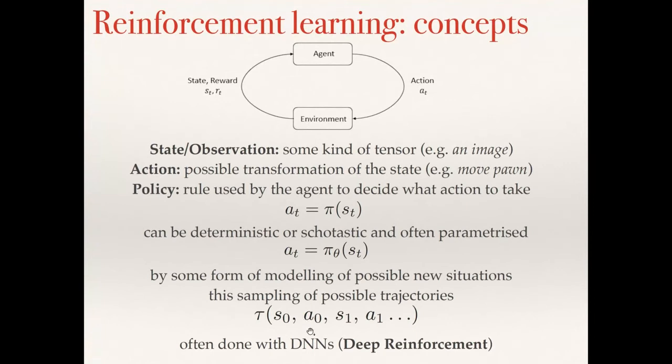Now, since this scouting of possibilities and sampling of possible trajectories and how to then find the best policy is hard, this is often done with deep neural networks. And that's why nowadays you will actually work on deep reinforcement learning. Now, this is how neural networks are used for sampling and developing best strategies.